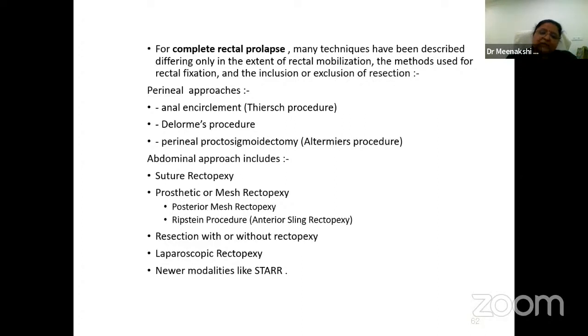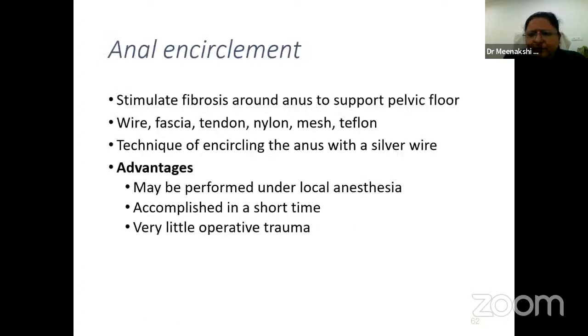Then resection with or without rectopexy. Okay, so either you will just do the dissection all around the rectum, do the rectal mobilization, and just do the fixation of this rectum to the sacrum or the presacral area, and it may be associated with resection, or it may not be associated with resection. Then it can be open surgery or it can be laparoscopic surgery. Okay, and the newer modalities are like the STAR procedure. So all these are the various procedures which are available for rectal prolapse. So we will just see in short what are these procedures.